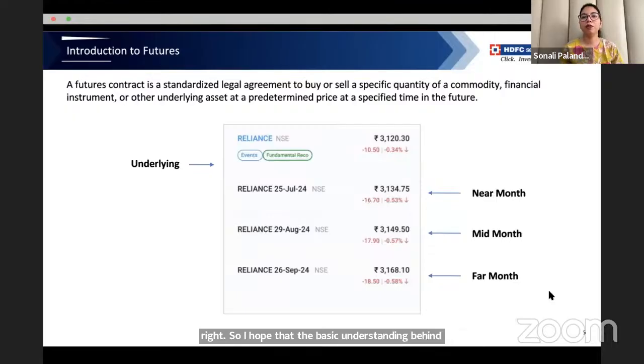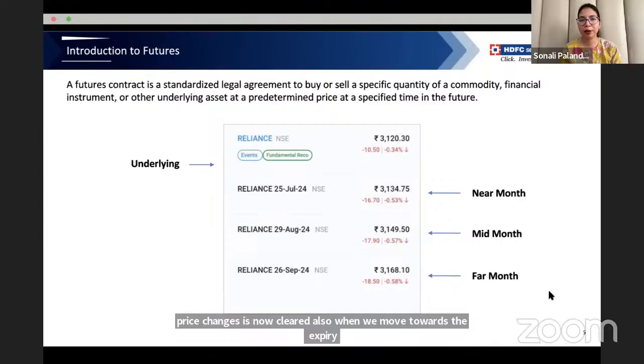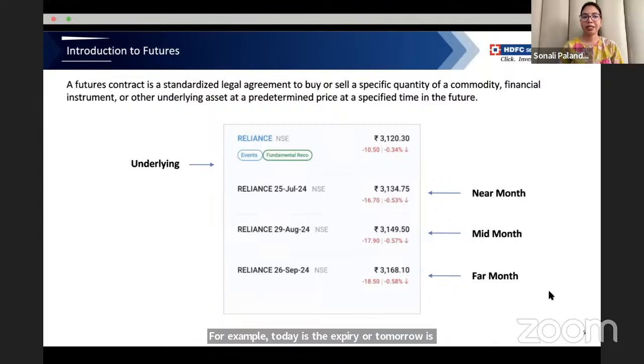Also, when we move towards the expiry, for example, today is the expiry or tomorrow is the expiry, at the time of expiry your underlying price and the futures contract price will be the same. There will not be any difference in the price. That's why, whenever people trade futures based on this concept, at the beginning there is a difference between the price of the underlying and the futures contract, and at the time of expiry the difference is eliminated. Based on this concept, a lot of strategies are created in futures trading.